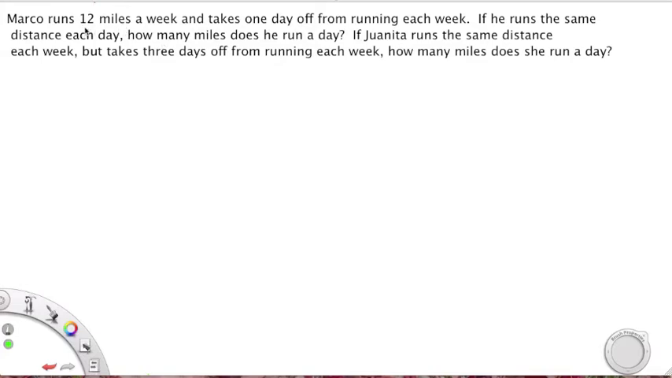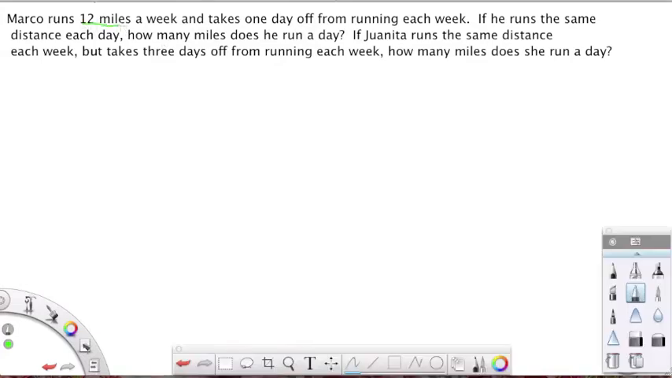Well, first of all, it says Marco runs 12 miles a week. Okay, so he runs 12 miles a week total. It also says that he takes 1 day off from running each week. Okay, so if he takes 1 day off a week, that's important. And if he runs the same distance each day, how many miles does he run a day? They're asking us, this is the key thing, how many miles does he run a day?